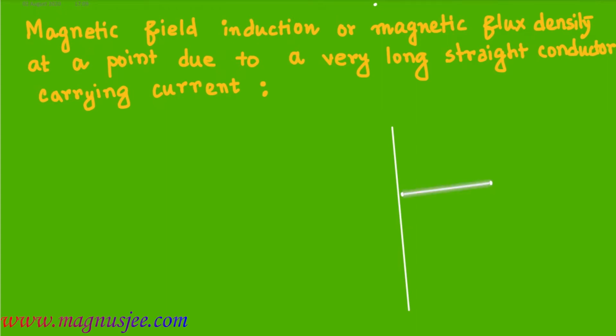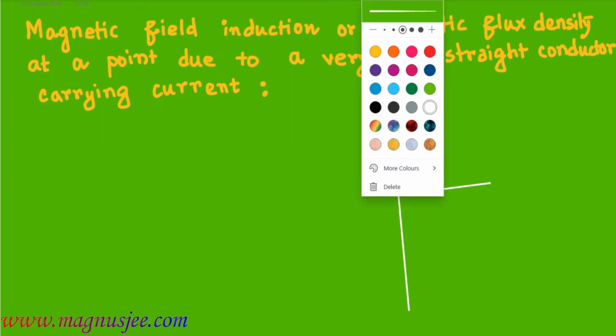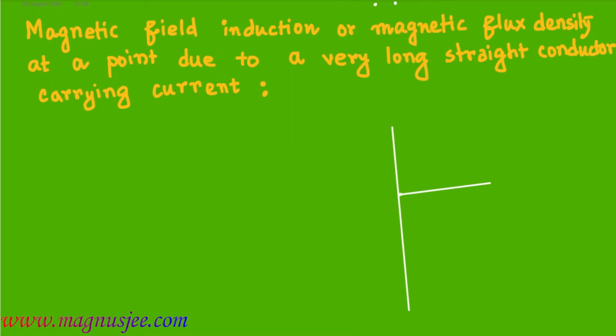Magnetic field induction or magnetic flux density at a point due to a very long straight conductor carrying current. So in the diagram, XY is an infinitely long straight conductor, a straight conductor of infinite length. A current I flows through this conductor XY from the end X to Y.